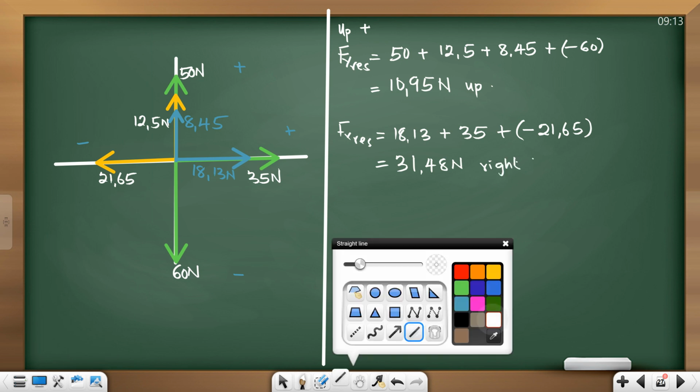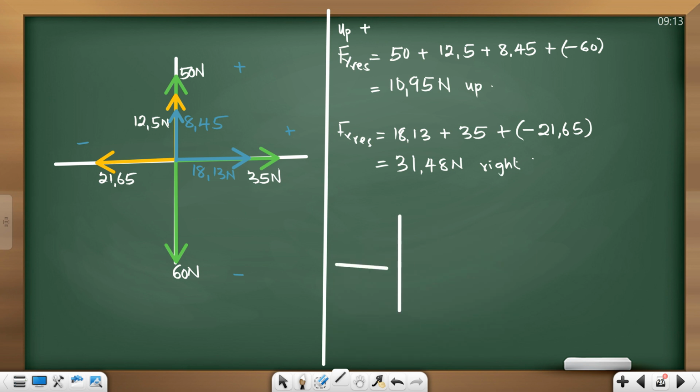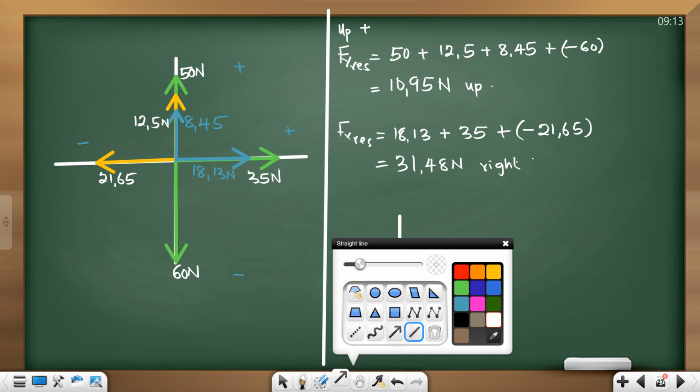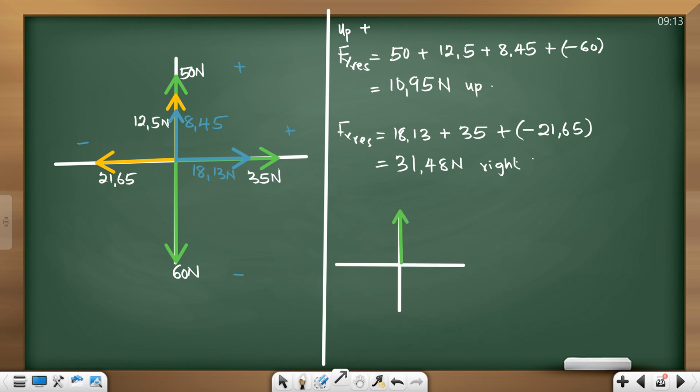Now I am going to quickly draw that to make life easy for me. Up and right. What do I have? 10,95. And what do I have? 31,48 newtons. Guys, I hope my answers are the same with yours so far. Let me confirm with Layden. I see Layden. Yes, so our answers are the same. Beautiful. Thank you.